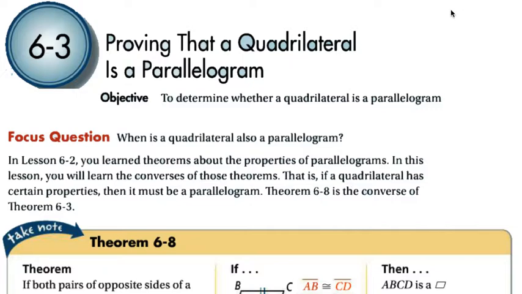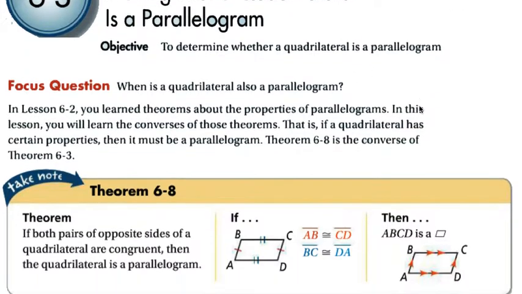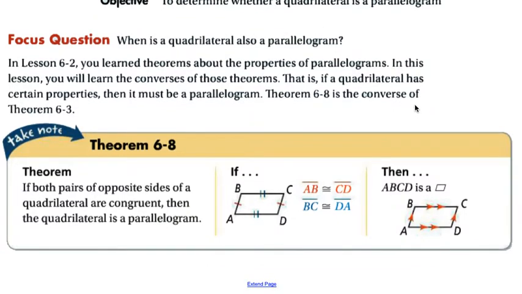So in our last lesson, we learned some properties about parallelograms. And in this one, we're going to take some of those properties and use the opposite of those, or the converse of those properties, to prove that quadrilaterals are parallelograms.